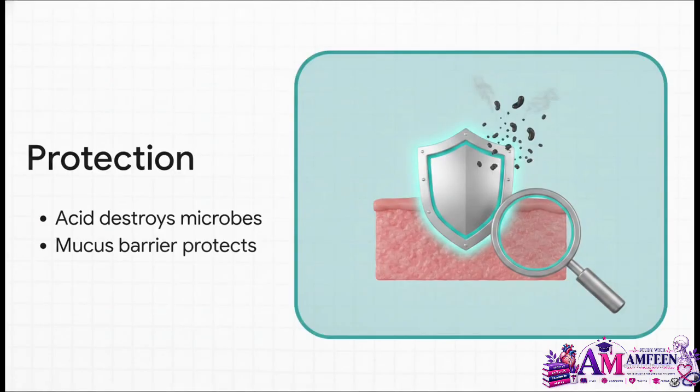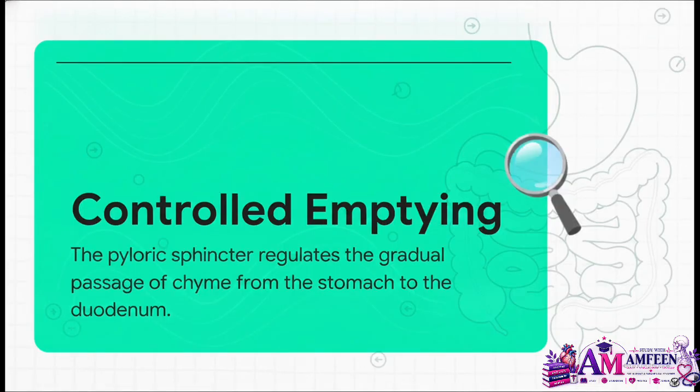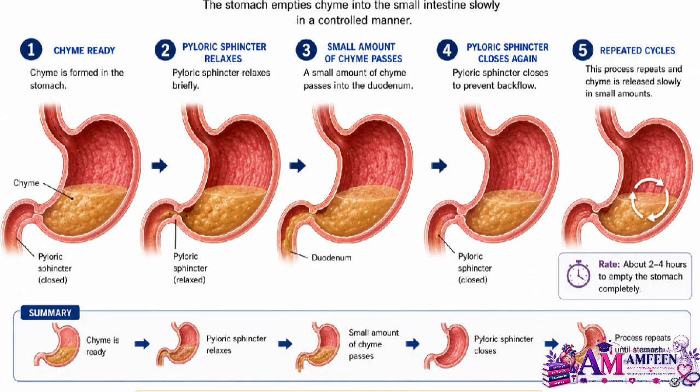Function number 4 is protection. This is twofold. That extreme acidic environment, it's basically a highly effective acid bath that destroys most of the harmful microorganisms trying to sneak in with our food. But at the same time, that thick mucus barrier we talked about is busy protecting the stomach lining from digesting itself. And function 5 is controlled emptying. The stomach definitely does not just dump all its contents into the small intestine at once. That would be a disaster. Instead, the pyloric sphincter acts like a strict bouncer, ensuring only a gradual, controlled passage of chyme enters the duodenum.